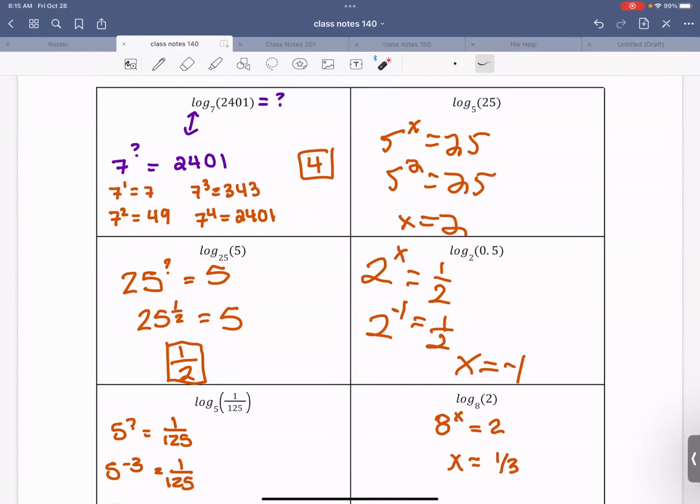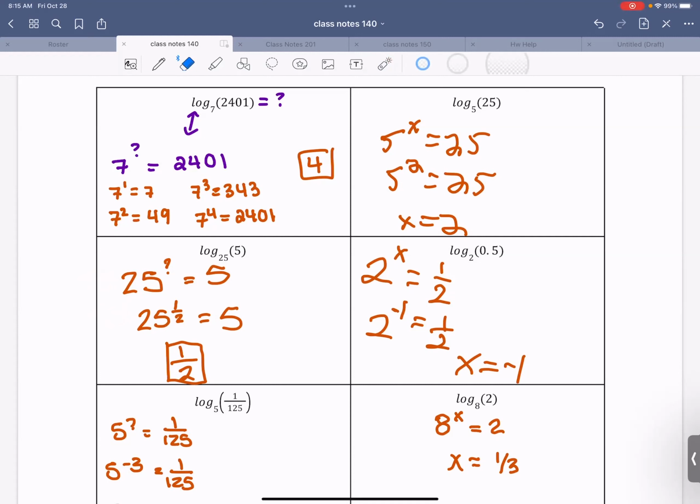Who wrote this one up? Was it Marissa? Do you want to take us through this one? So I rewrote it into an exponential form. A fraction is what makes it a smaller number. So I realized that the square root of 25 is 5. So then I knew it was 5.